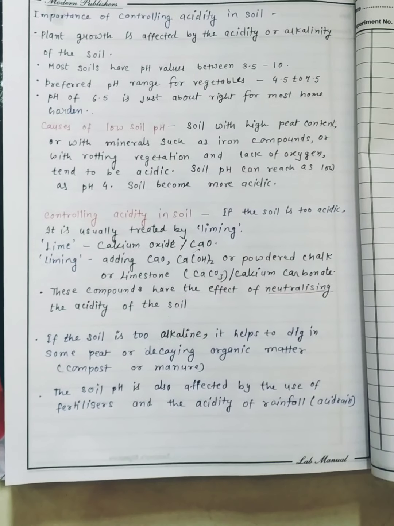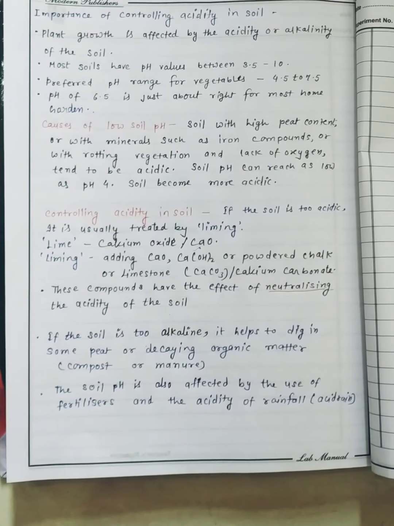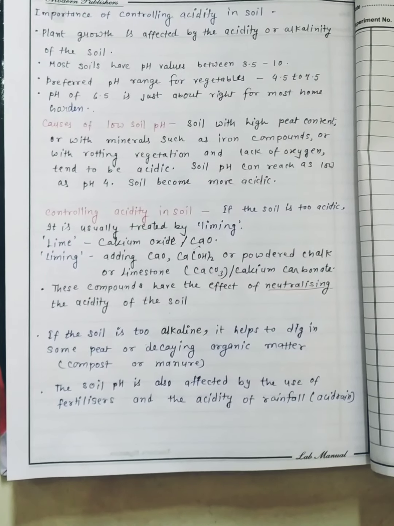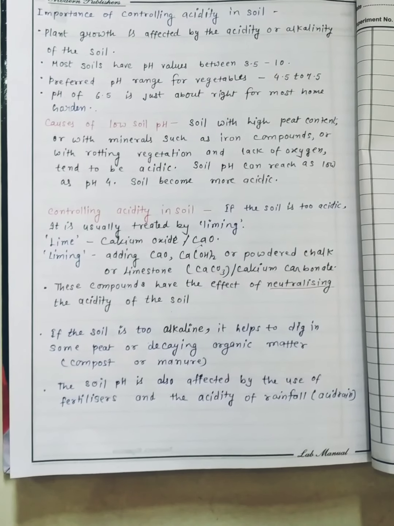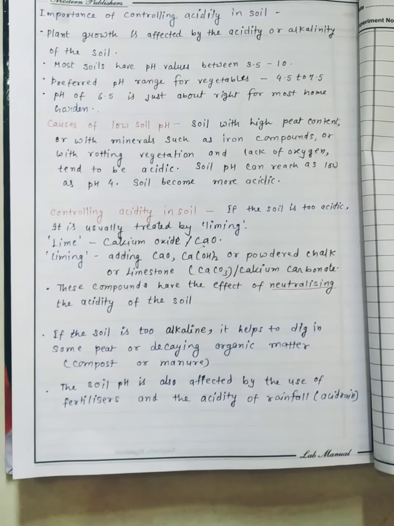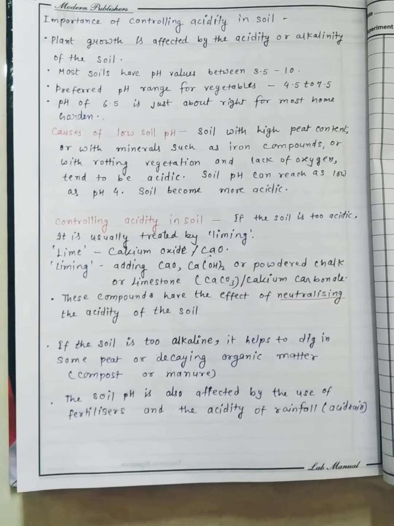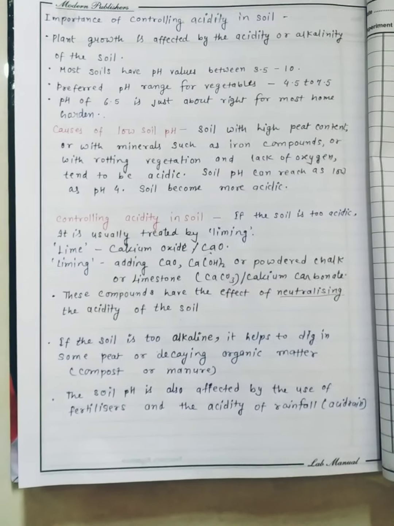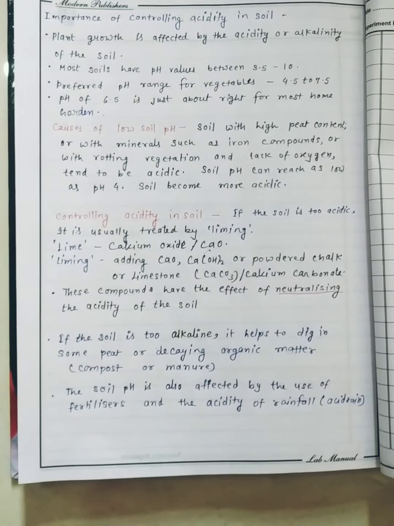We have heard about acidic rain, acid rain. The rainfall has acid. So in that case, if there is acid rain, the soil pH is also affected and soil pH decreases. So from this video, we have learned how to control acidity in soil and what is the importance of controlling acidity in soil.